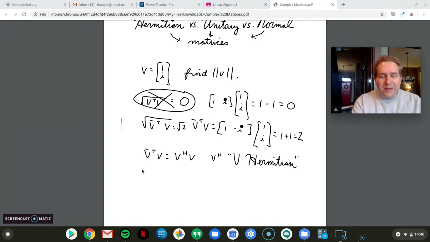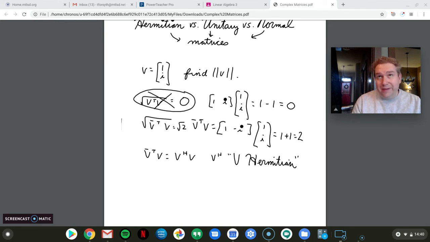But rather than always say v conjugate transpose, the simpler way to do it is with a capital H up here instead of the capital T for transpose. The capital H means conjugate the first vector and then transpose. And that's for a mathematician named Charles Hermite. So v^H is a Hermitian vector. V Hermitian means v conjugate transpose. So that's a big difference.